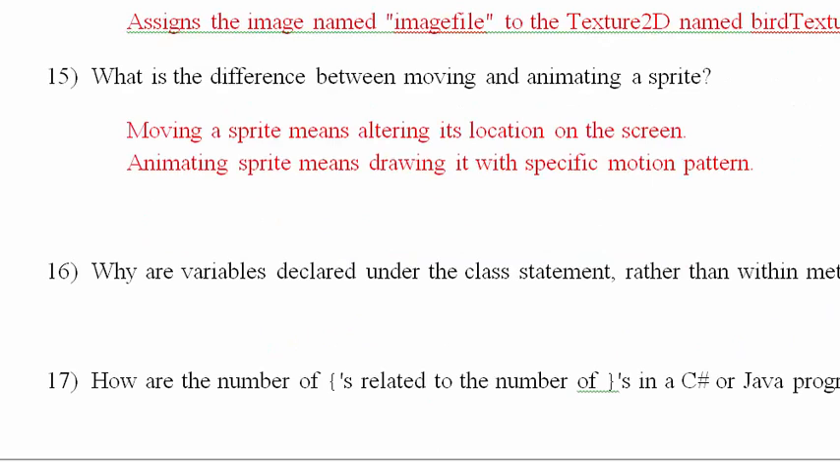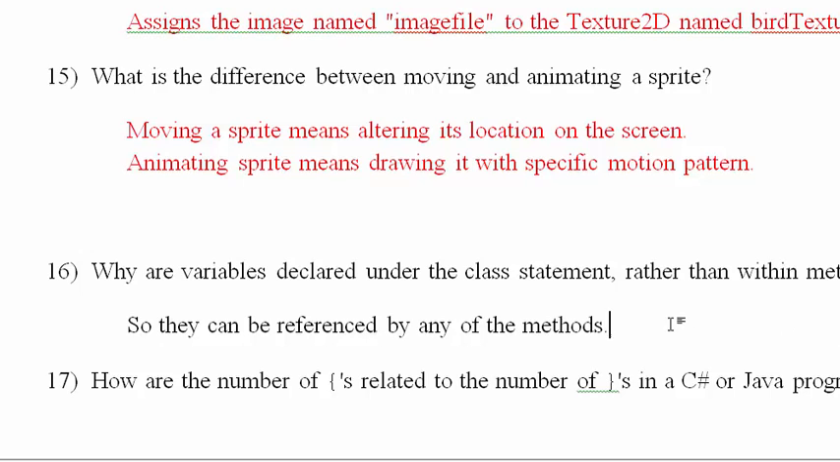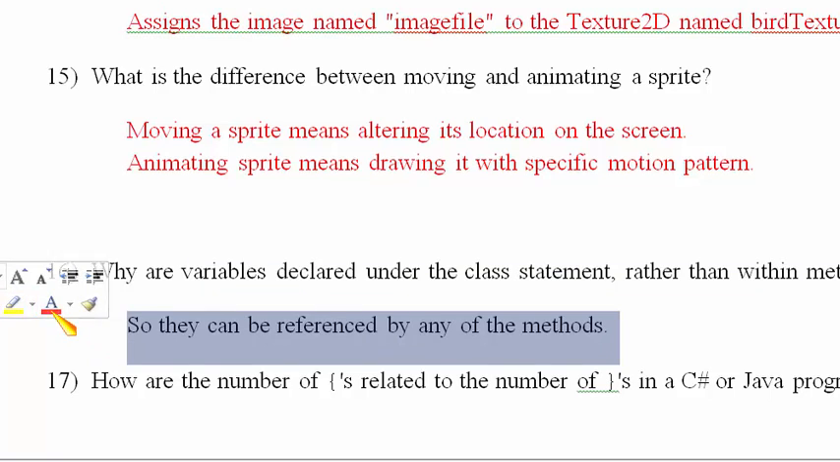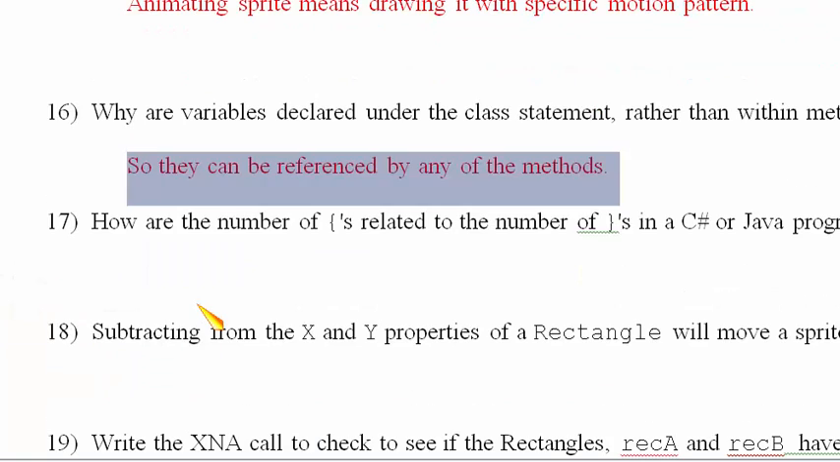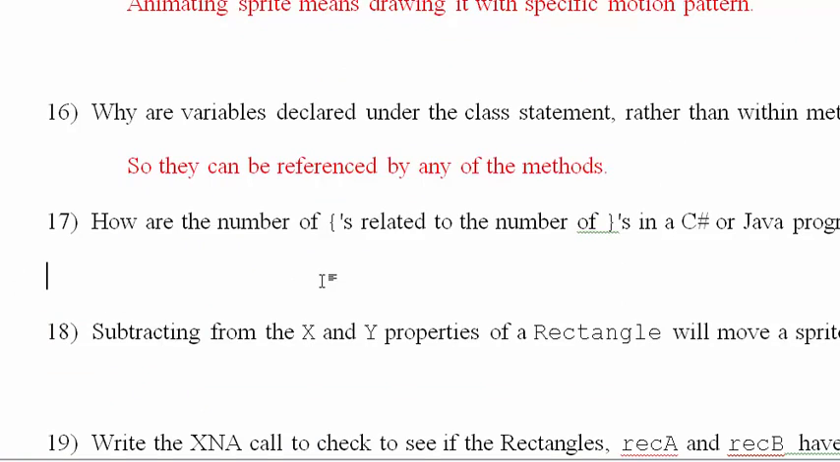Okay, so why are variables declared under the class statement rather than within methods? Well, they're declared there so they can be referenced or accessed by any of the methods. How are the number of open curly braces and the number of closing curly braces in a C# or Java program related to each other? They must be equal.